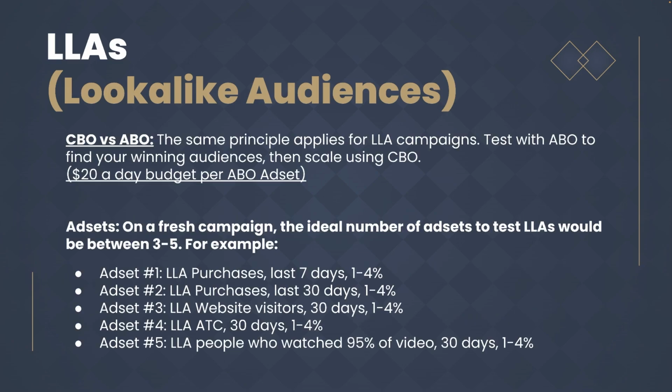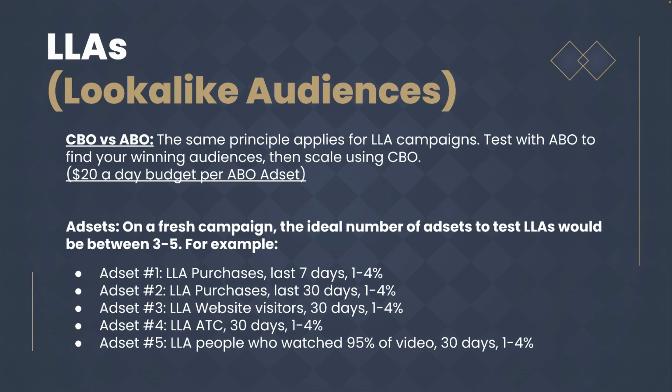CBO versus ABO, a lot of people would ask this, so I decided to answer it. The same principle applies for lookalike campaigns. Test with ABO to find your winning audiences and then scale using CBO. I would recommend $20 per day ad budget per ABO ad set. On a fresh campaign, the ideal number of ad sets to test lookalikes would be between 3 to 5.